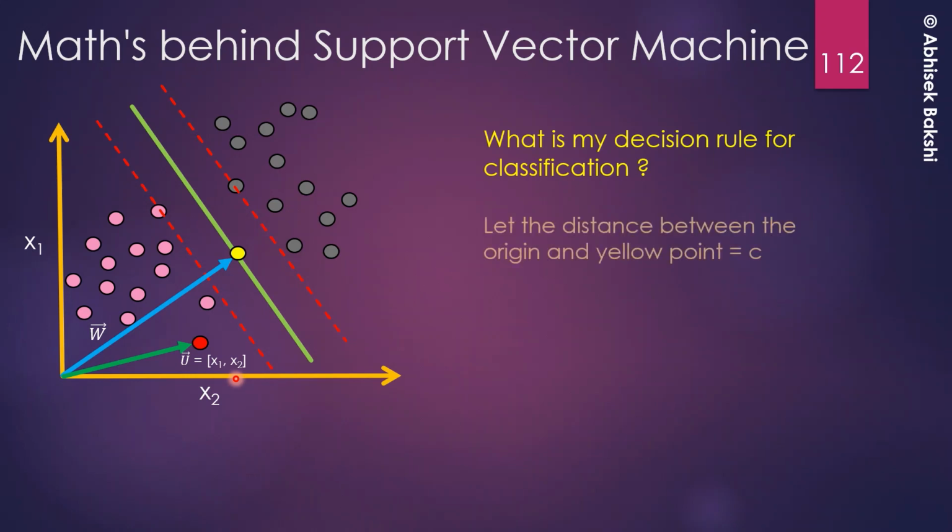So just assume that the distance from the origin to this yellow point is, say, C. So this is the value of this W. And what I want to find out is whether this U is on this side of the boundary or the other side of the boundary.